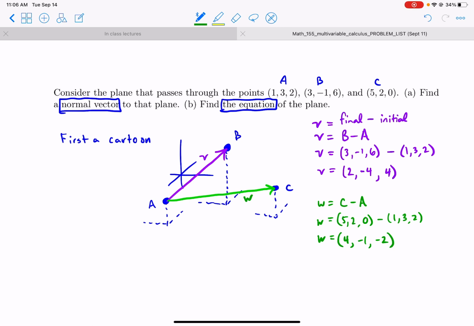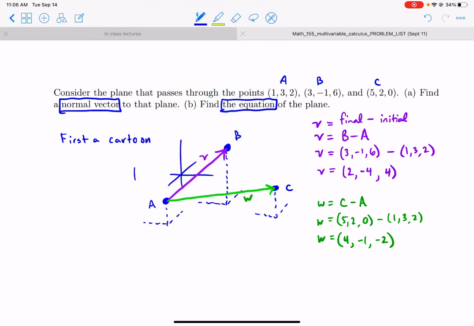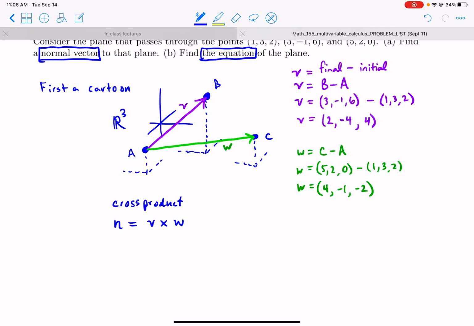But what's the normal vector? Well, an easy way to do this, because we are in 3-dimensional space, it only works for R3, is the cross product. So let's call N the vector V cross product W. Now, how do I do the cross product? So I put i hat, j hat, k hat in the first row of a matrix. I put the components of V in the second row. Those are 2, -4, 4. I put the components of W in the third row. 4, -1, -2. And I take the determinant.